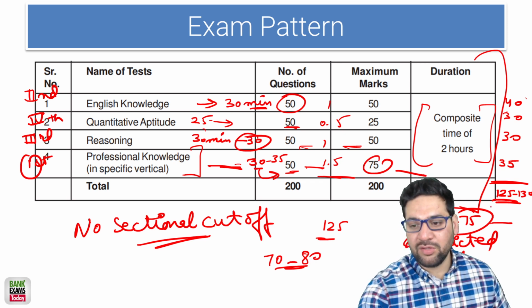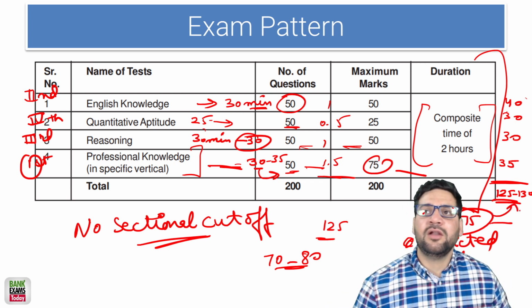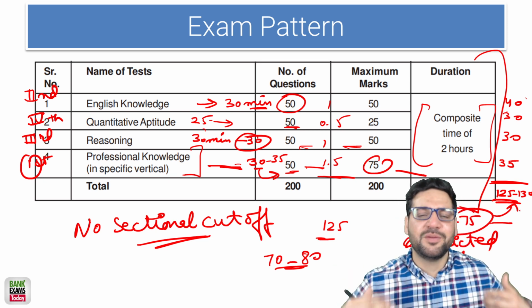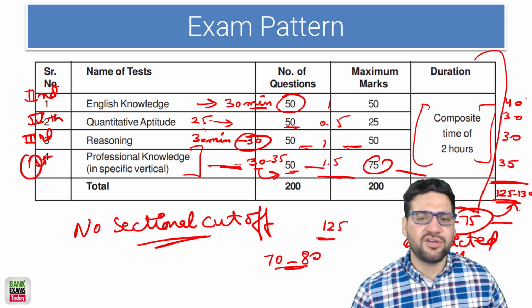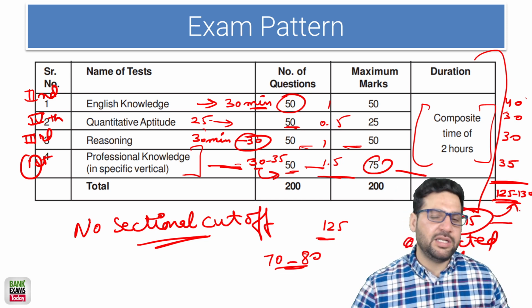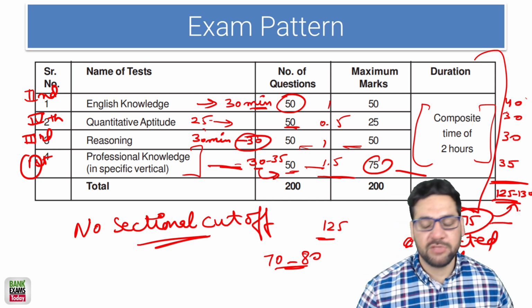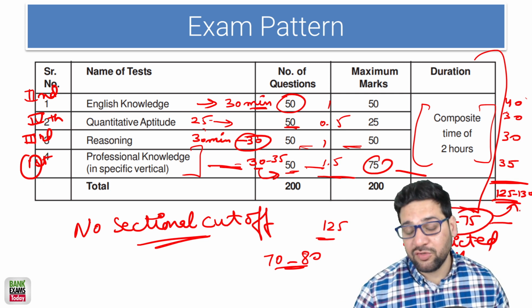That's why 125 to 130 is an ideal attempt according to me. If you do 130 questions with 80% accuracy, 90% is ideal accuracy, but most students attempt the paper with 80% accuracy, and most of my students end up scoring 85, 90 marks, and they get their interview calls. So that's what you should do.